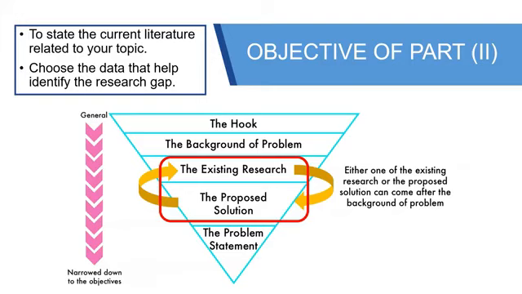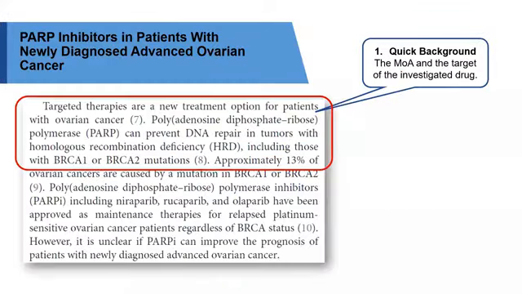So the second part of the introduction section is the existing research. So you've stated the general knowledge, and then you want to mention all the existing research related to your topic. So the objective of the second part is to state the current literature related to your topic, and always choose the data that help identify the research gap you are about to mention. So the existing research is a crucial part.